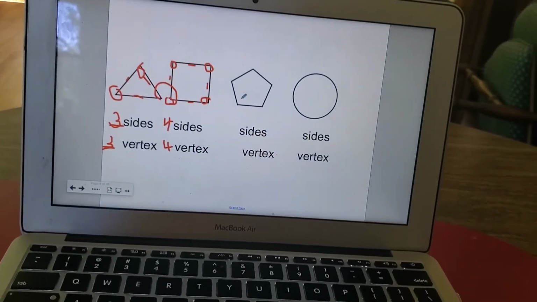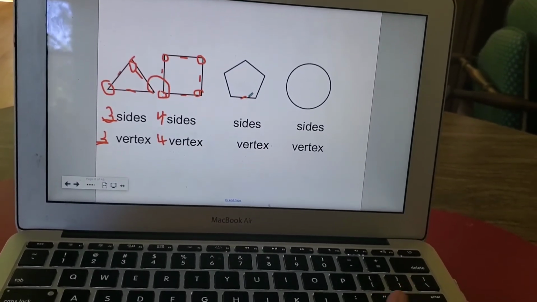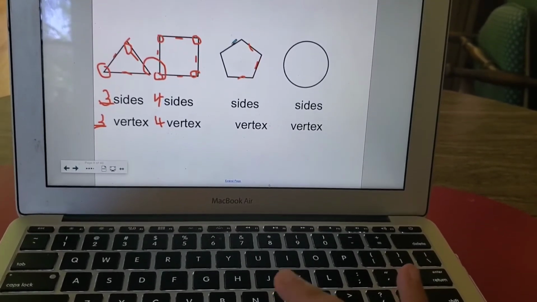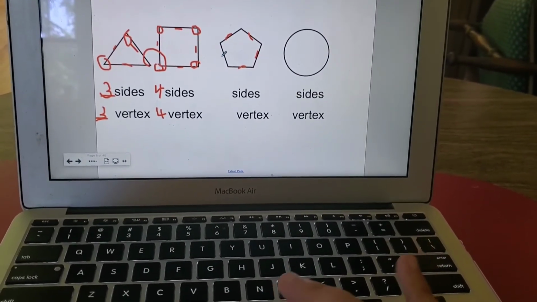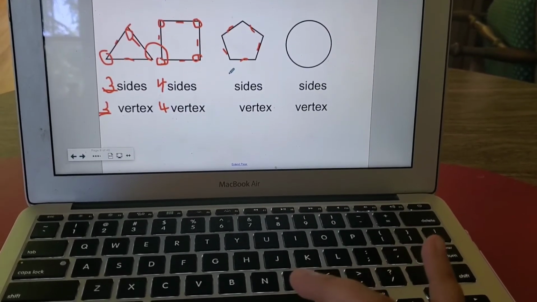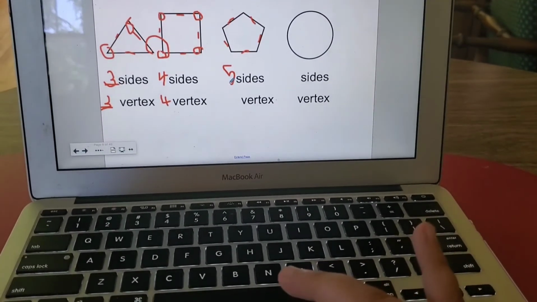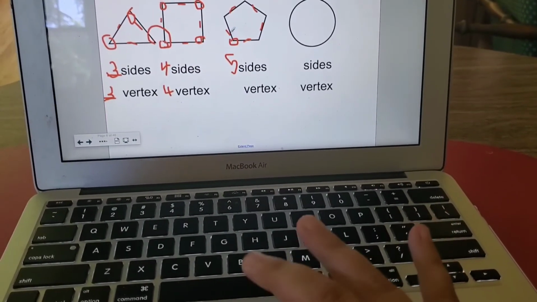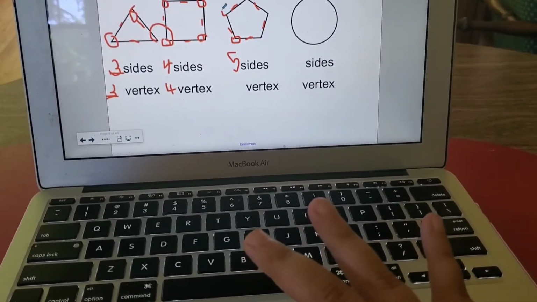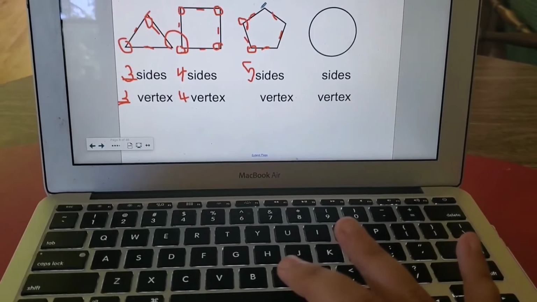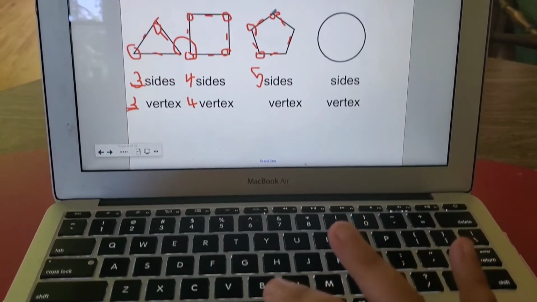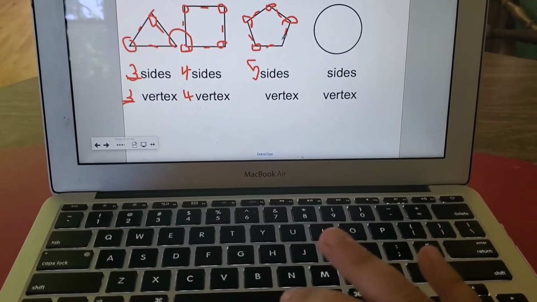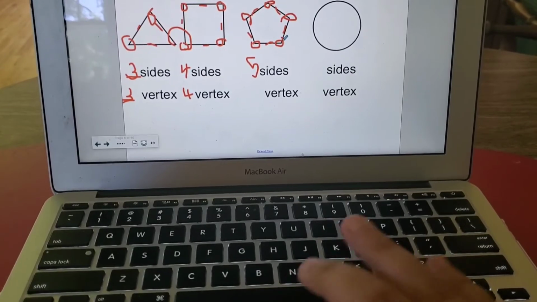Now, let's do the pentagon. Let's count the sides. 1, 2, 3, 4, 5. There's 5 sides. And now let's do the vertices. 1, 2, 3, 4, 5.